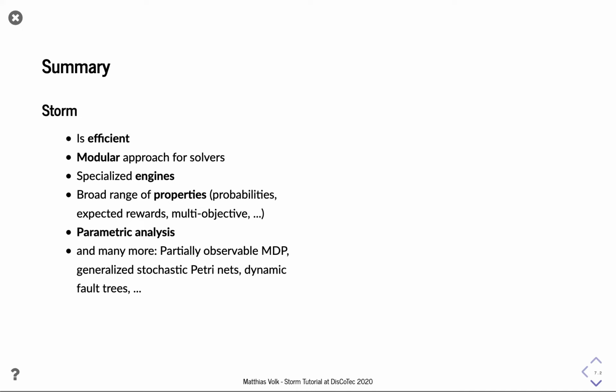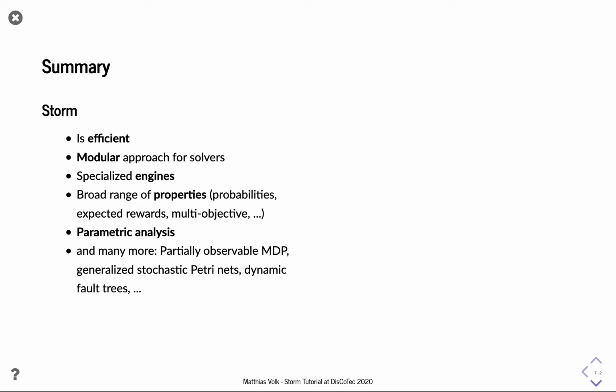Storm also supports a broad range of properties, so you're not restricted to only computing probabilities, but you can also compute expected rewards, you can compute multi-objective properties, you can compute conditional probabilities, and so forth. It also offers you the possibility to do parametric analysis, where you leave some of the probabilities open. It gives you the possibility to do exact model checking, as we saw in part 2. And of course, there are many, many more features which we do not have time to talk about.